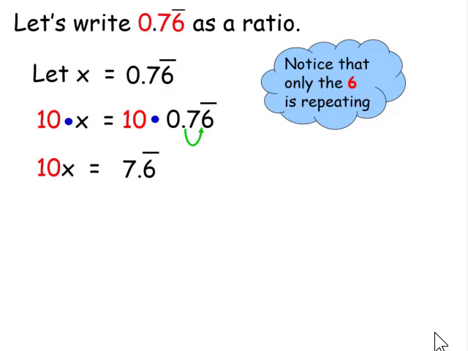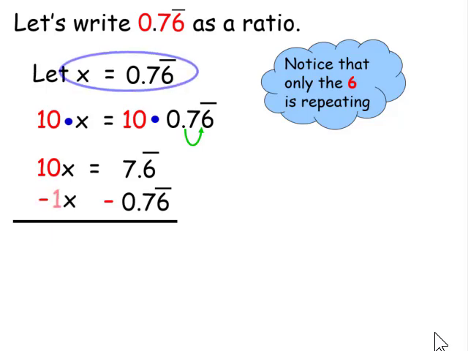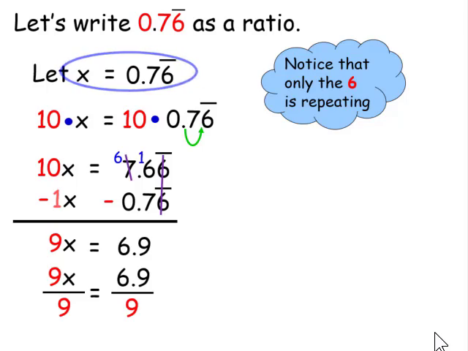We'll subtract 0.76 bar from the right as well as the left, but remember, x is equal to 0.76 bar. When we subtract x from 10x, remember there's a coefficient of 1. 10x minus 1x is 9x. 7.66 bar minus 0.76 bar: the 6 bars will cancel. We'll have to borrow 1 from the 7. 16 minus 7 is 9. 6 minus 0 is 6. So we get 6.9.